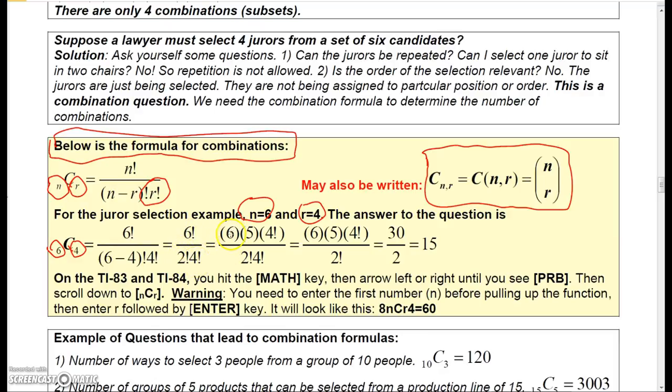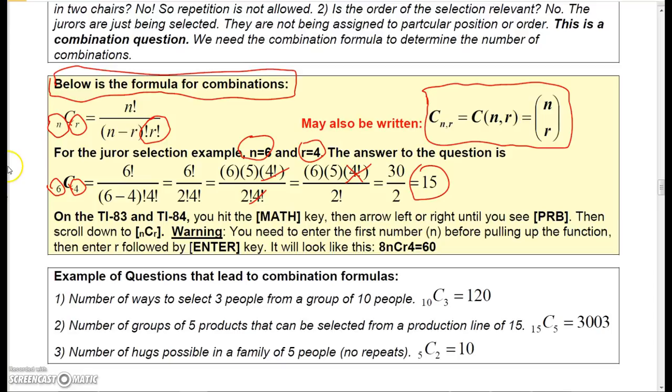And then I can write 6 factorial as 6 times 5 times 4 factorial. Then I can cancel the 4 factorials. And then I have 6 times 5 over 2 factorial, which is just 30 divided by 2, which is 15. And so that's the answer that you get there. So that means there are 15 subsets of 4 jurors that are possible.